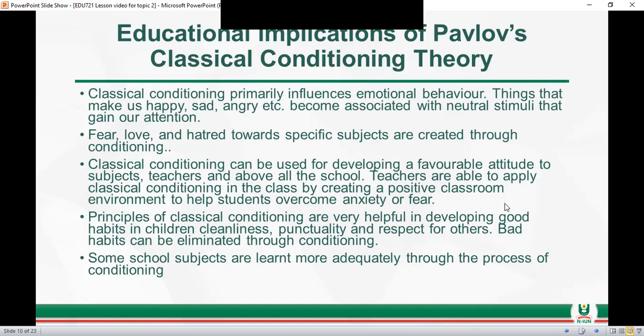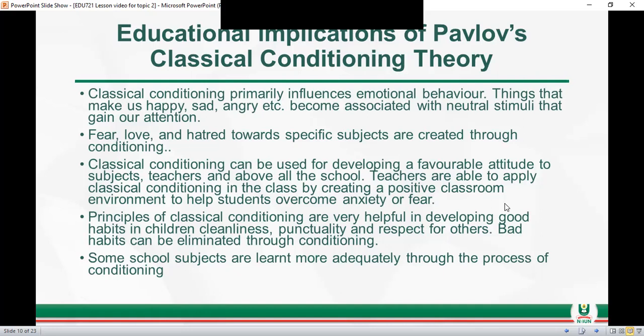So you can see how caning a student excessively can trigger the fear response in the student. And this fear response can be associated with other things in this situation. It can be associated with taking tests. It can be associated with even going to school. That's where some students come to hate school.